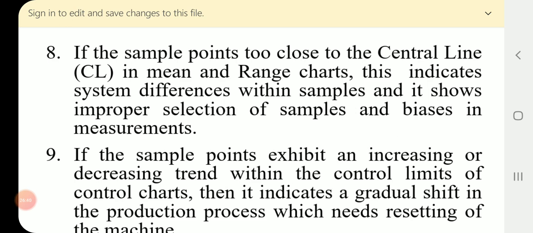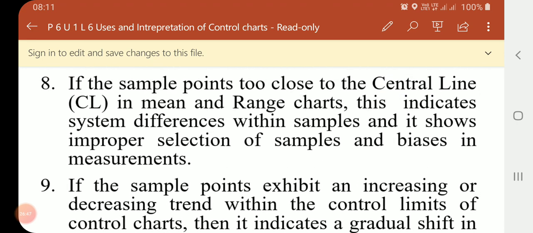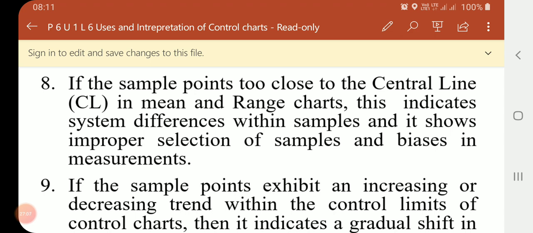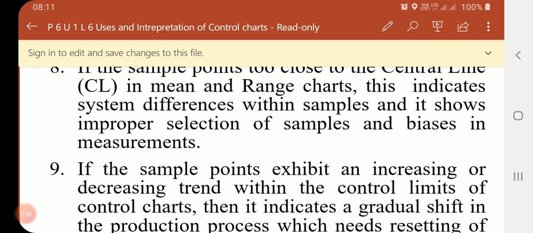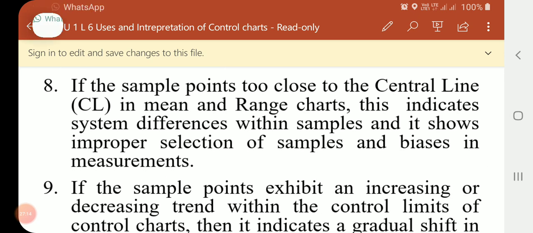That is, in SQC, if SQC methods are not applied properly, still specify. The very first fundamental part of SQC is nothing but collecting the information based on the samples. If you have systematic differences within the samples, showing improper selection of samples and biases in reading the measurements, definitely it is going to be observed.